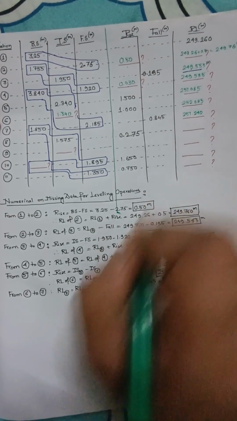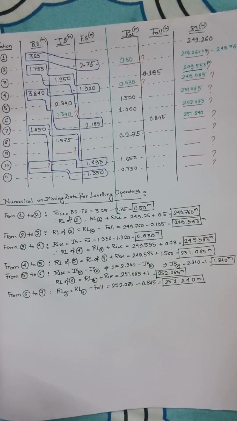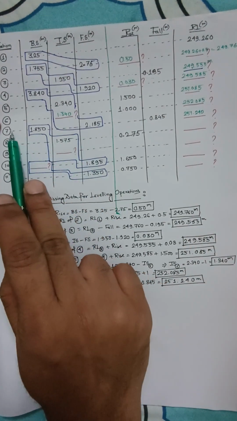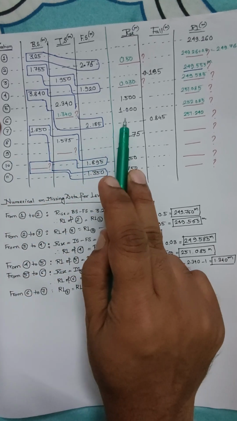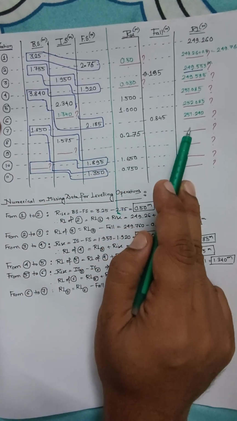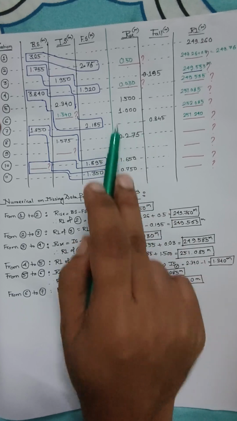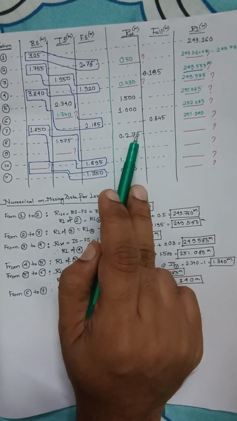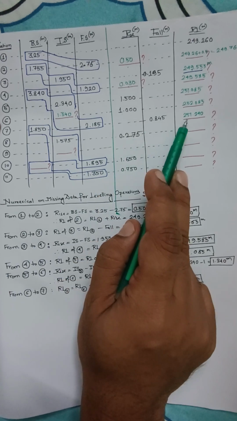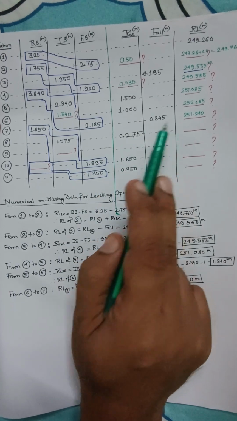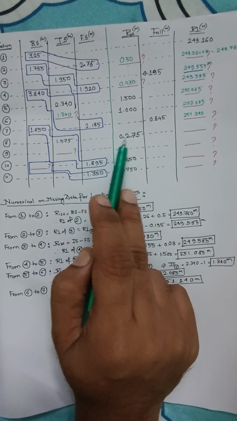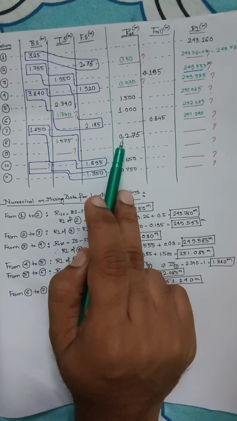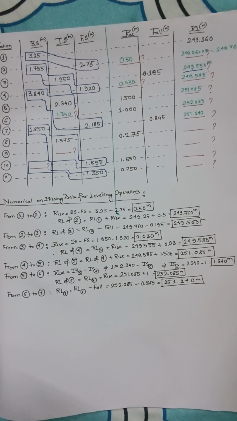251.240 is the answer for this. Next, again, you go from 7 to 8. That means from this line to this line, from this to this. Now, I told you, you need the rise or fall, any one of them. Already you have the rise in this case. So how much is the new RL? It is this RL plus this much amount of rise. That means this plus this will be whatever it is.